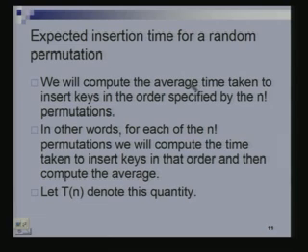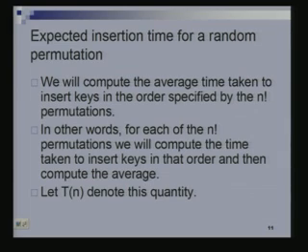So, how do we compute the average? We will take a permutation, insert the elements in that order, and compute the time it takes to do that insertion. Then take another permutation, compute the time it takes to insert the elements in that order, take a third permutation, and so on. There are n factorial different permutations, so I will compute the time it takes to insert elements in the order specified by these n factorial different permutations.